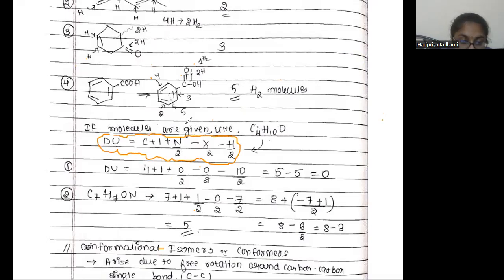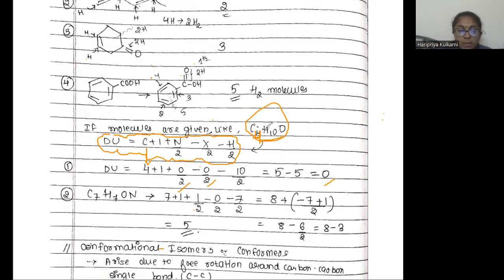So here we have applied it, as you can see, for example, to C4H10O. So here carbon 4 plus 1. No nitrogen atoms in this compound, 0. No halogen atoms, 0. Hydrogen 10, so 10 by 2 is 5. 5 minus 5, 0. So for this molecule, we don't need any hydrogen molecules.